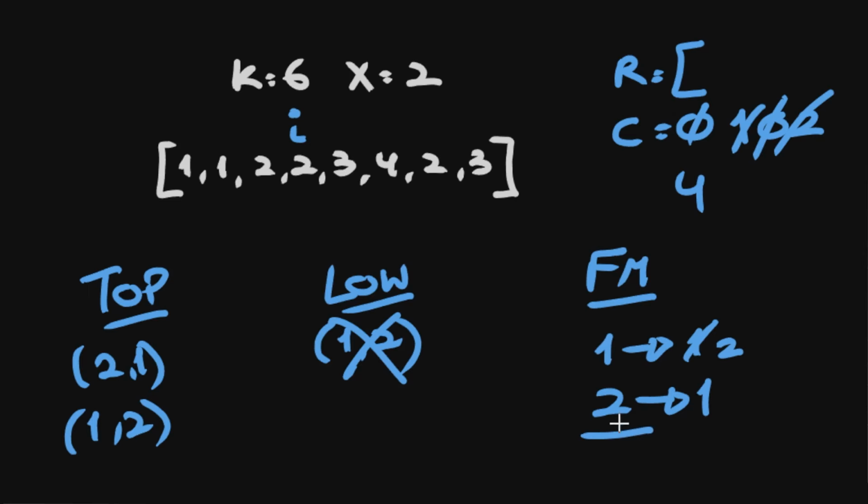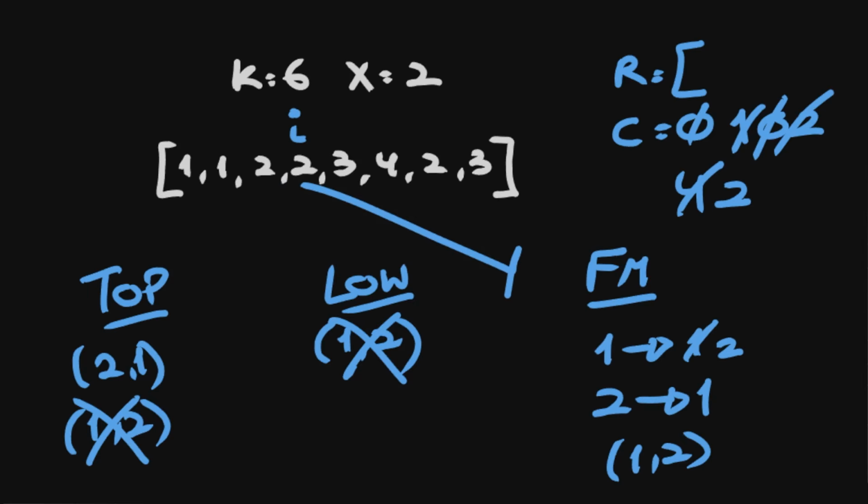Now we are here, so we go to the frequency map. We check if we have a 2, and we do. So we are looking for a tuple with a frequency of 1 and the number 2. And we have this tuple right here. So we remove this and remove 2 times 1 from current. This is 2.